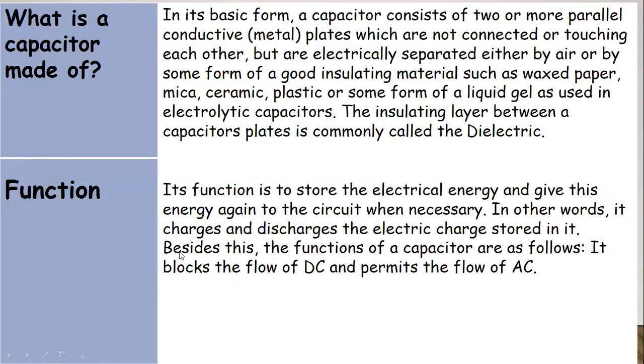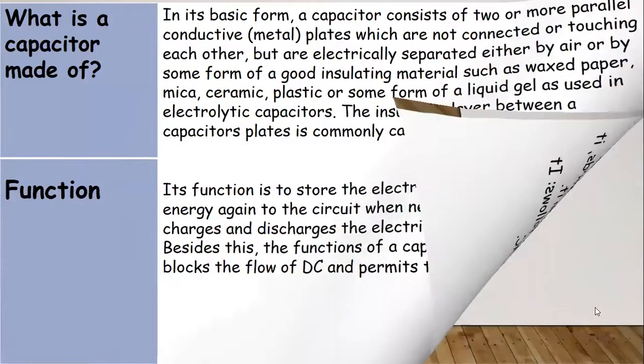Its function is to store the electrical energy and give this energy again to the circuit when necessary. In other words, it charges and discharges. Storing is charging, and when it is giving the energy to the circuit, that is discharging. So it charges and discharges the electrical charge stored in it. Besides this, the functions of a capacitor are as follows. It blocks the flow of DC and permits the flow of AC only.